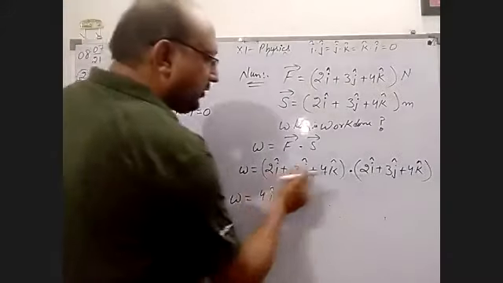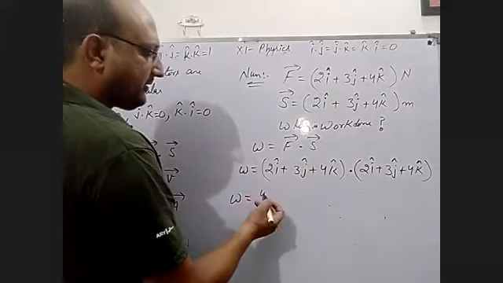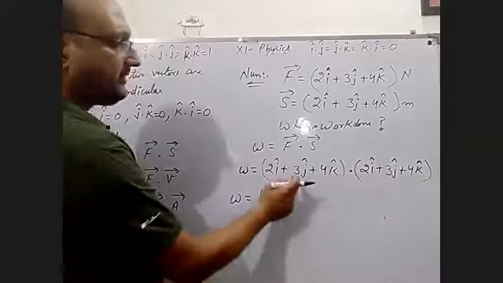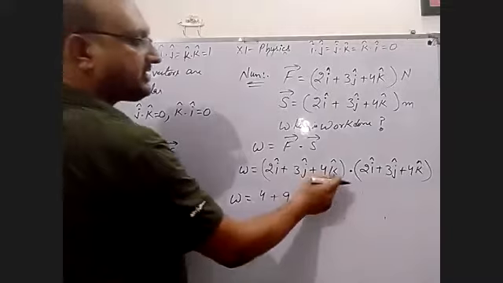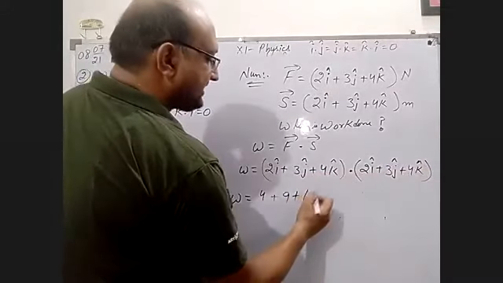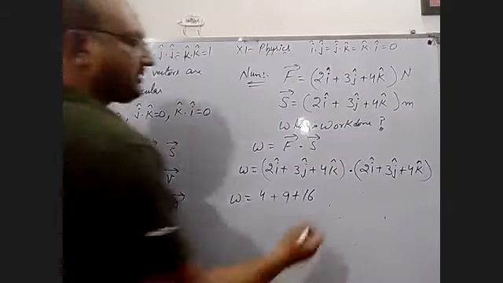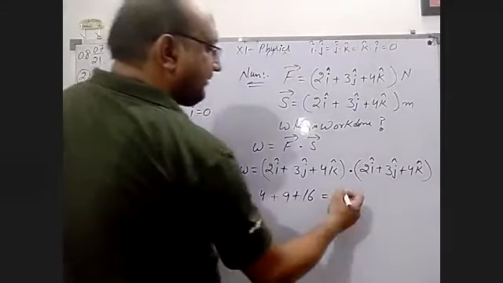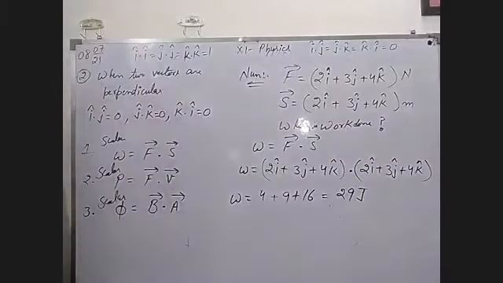So 2i multiplied with 2i gives 4 i cap square, and i cap into i cap is 1. You can write 4 directly, plus 3j into 3j, 9 is there, plus 4 into 4, 16. In this way, you can multiply these two vectors in dot or scalar. 16, 9, 25, 29. Now this is the answer, 29 joule in this.